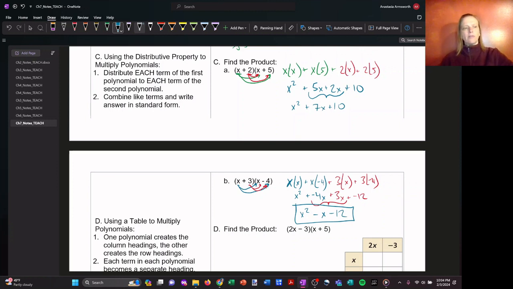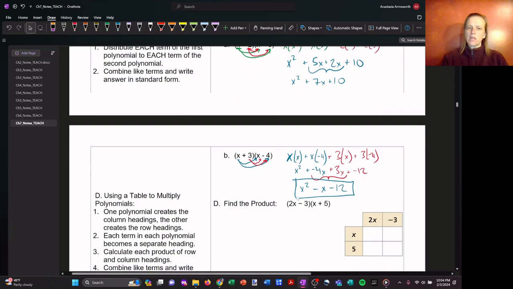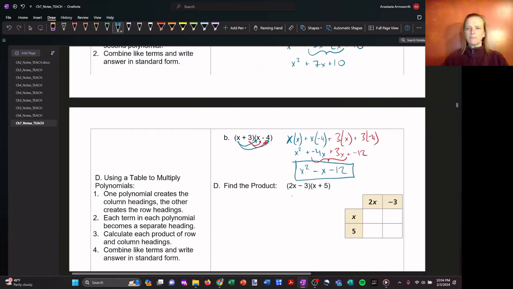This isn't the only way to think about multiplying polynomials. We're going to use a table to organize this multiplication of each term. Again, it's still the distributive property. We're going to get the same answer as we would for the previous examples. It's just another way to think about the multiplication.